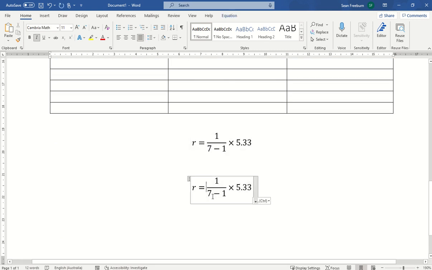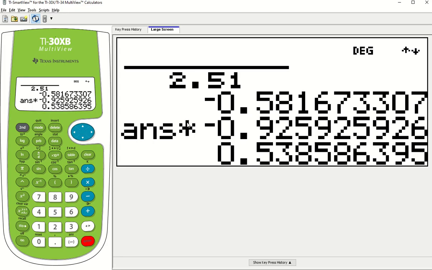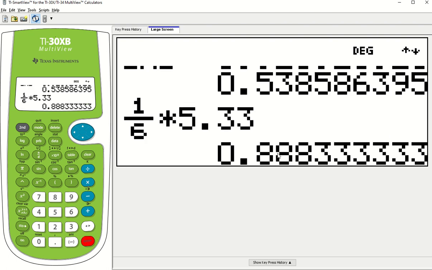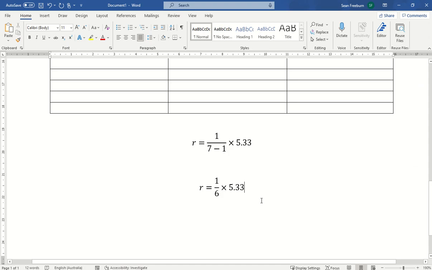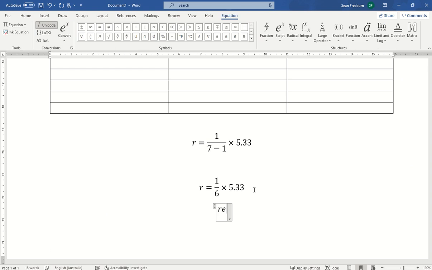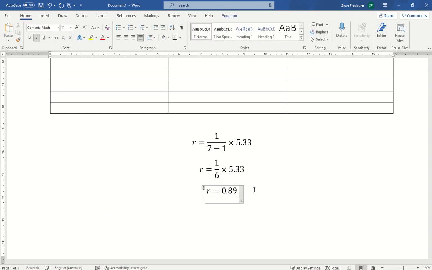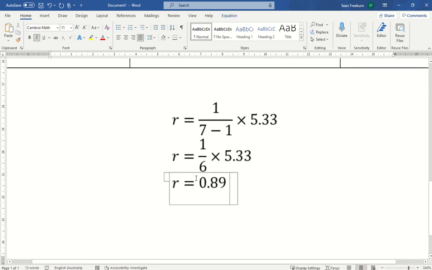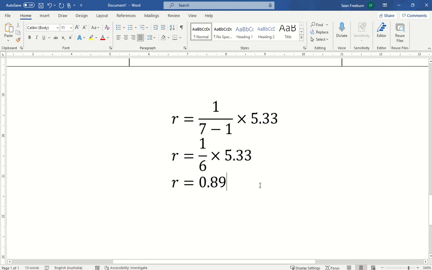So 7 take 1 is obviously 6. So we end up with a 6th multiplied by 5.33. So in my calculator, I would type that 1/6 multiplied by 5.33, and I get an answer of 0.883 recurring, which will round to 0.89. So this means I have a correlation coefficient of 0.89. 0.89 is the answer I've been striving for.